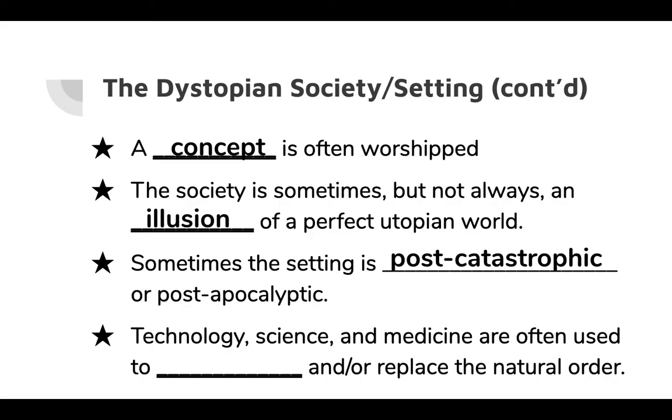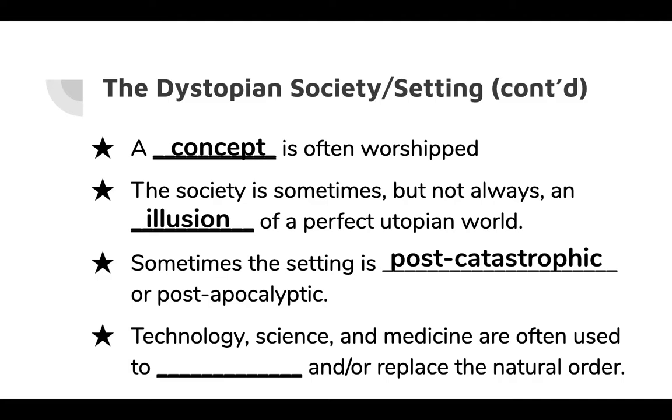Sometimes the setting is post-catastrophic or post-apocalyptic, meaning some major apocalypse or major catastrophe has happened before the story begins. And what we see is people trying to survive after these catastrophes or these apocalypses. An example of that would be all the zombie things that are so popular right now, right? It's the idea of trying to survive in this world where a virus has wiped out an enormous percentage of humanity. And people have to figure out how to survive post-catastrophe.